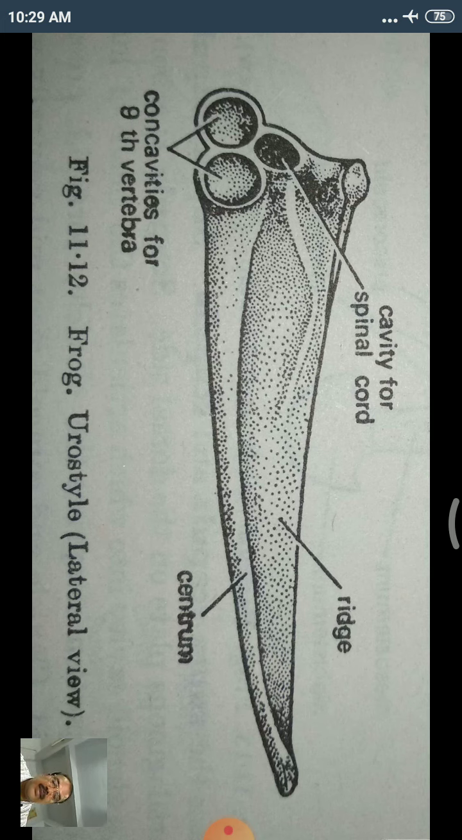But there is a printing mistake in the urostyle, no? Comment: 10th vertebra.